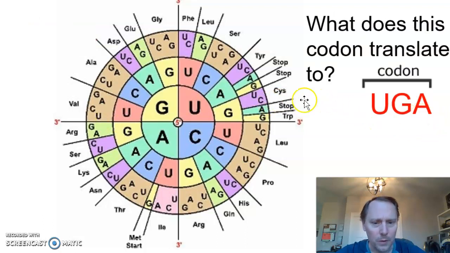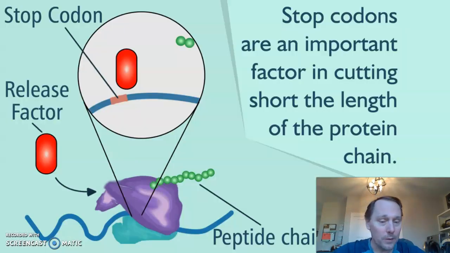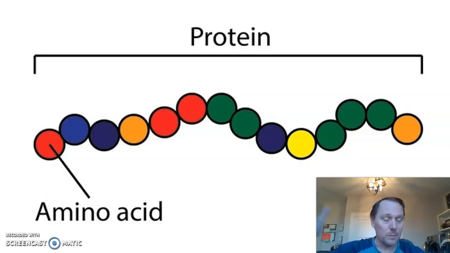UGA. Start at the center, U, then we work out, G, and then A, and it says stop. Yeah, that's a stop codon. It means we've reached the end. We can cut it off and allow that protein to float out of the cell. So stop codons are important for ending the process. It's like a little scissors. Okay, we cut it, we're done, and we let that protein escape out of the cell.